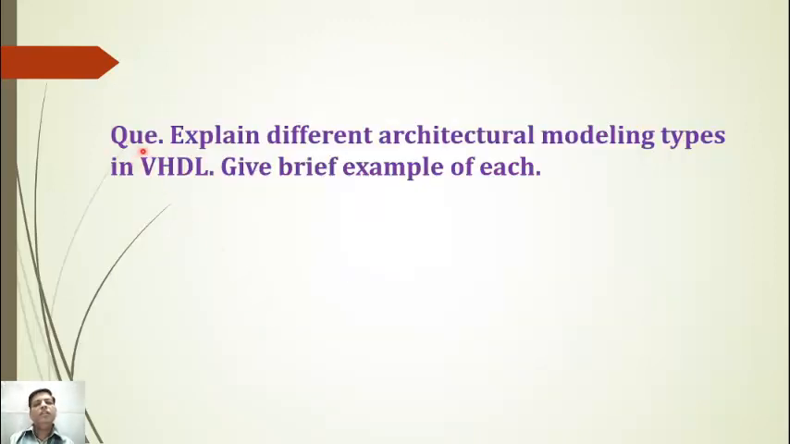In the university examination, the question that can be asked related to this topic is: explain different architectural modeling types in VHDL. Give a brief example of each. It means they may ask to explain two different architectural modelings, or to explain all the architectural modeling types in VHDL. Give an example for each. So you have to write such an example and explain each type of modeling.